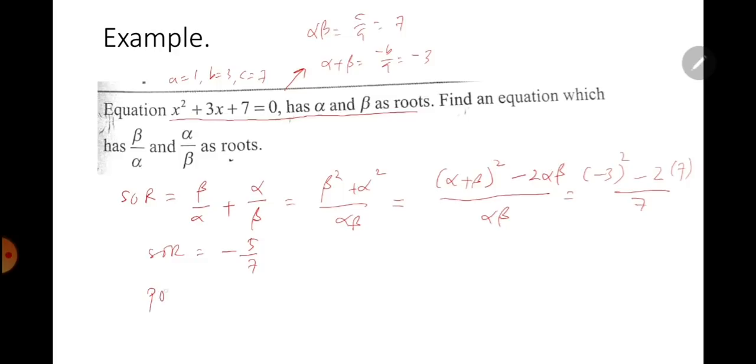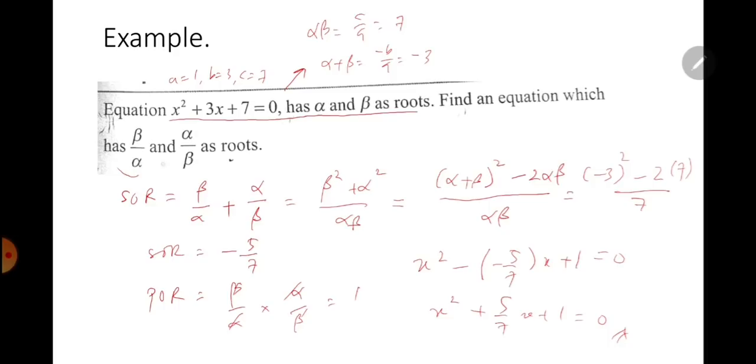And then what about your product of roots? Your product of roots will be beta over alpha times alpha over beta. So when you simplify, you're going to get 1. So the new equation is x squared minus sum of roots, which is minus 5 over 7, x plus 1 equals 0, or you can write this as x squared plus 5 over 7 x plus 1 equals 0. So that's your new quadratic equation with beta over alpha and alpha over beta as its roots.